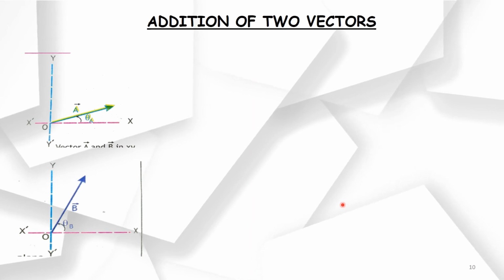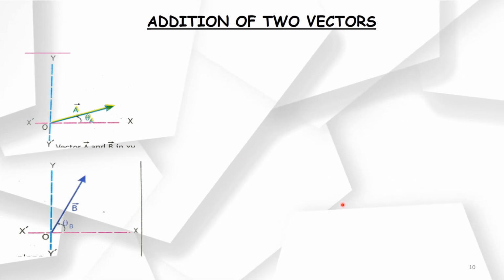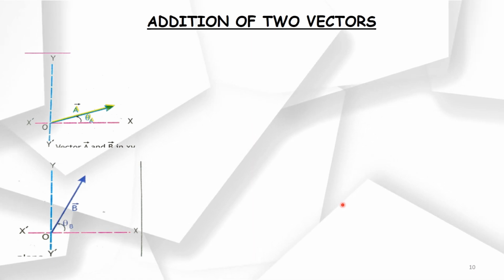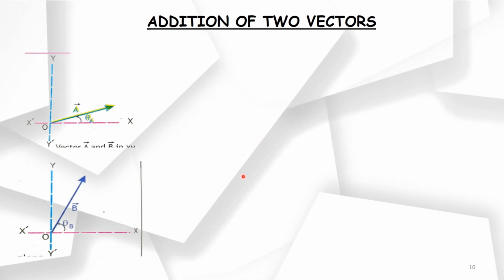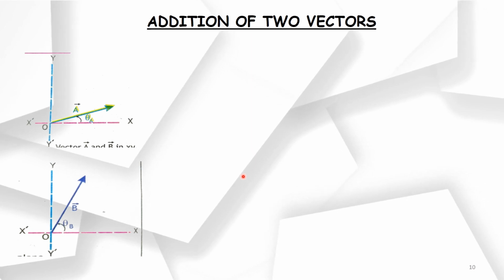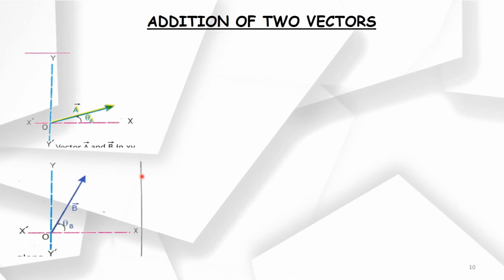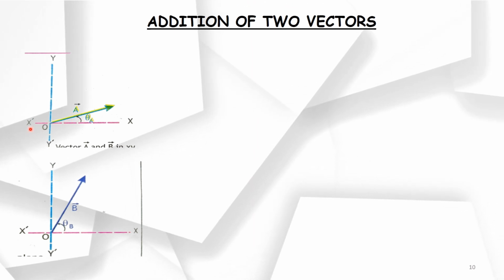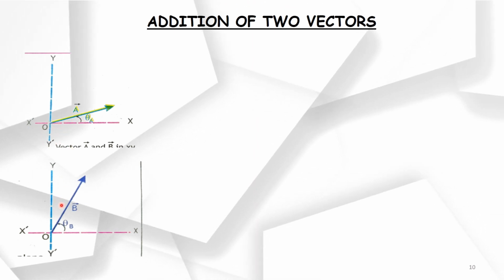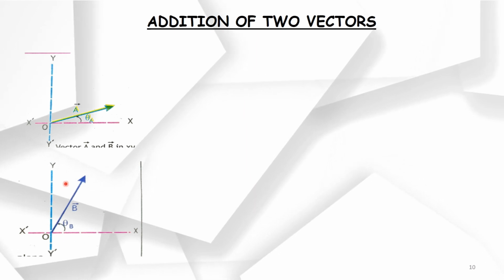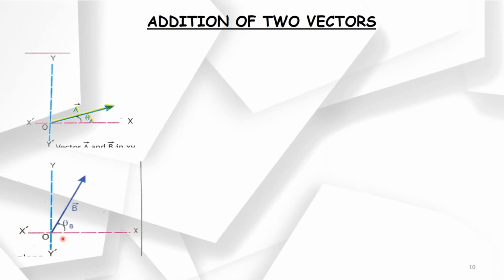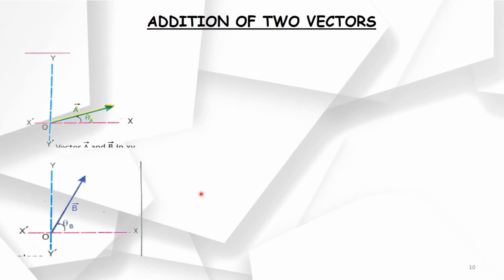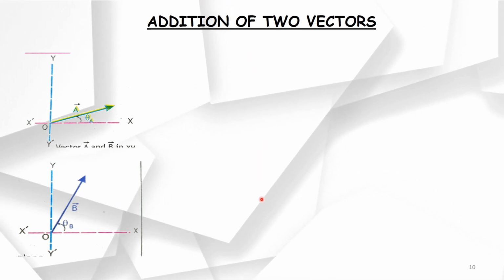Addition of two vectors. To understand this topic, we have considered two vectors A and B drawn to the same scale, making certain angles theta A and theta B with the x-axis. Here you can see vector A on the xy plane making angle theta A and vector B making angle theta B. Now to add these vectors, we redraw them to some common scale and place them according to the head to tail rule.